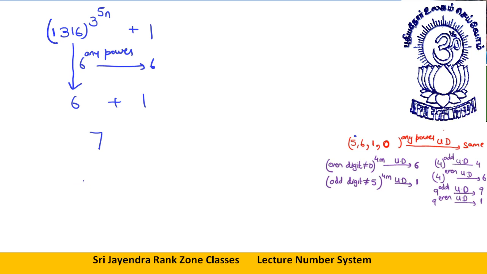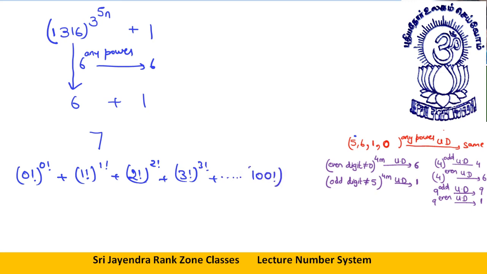Unit digit of the expression: 0 factorial raised to power 0 factorial, 1 factorial raised to power 1 factorial, 2 factorial raised to power 2 factorial, 3 factorial raised to power 3 factorial, and so on up to 100 factorial raised to the power 100 factorial. Okay, we need to tell what will be the unit digit of this expression.